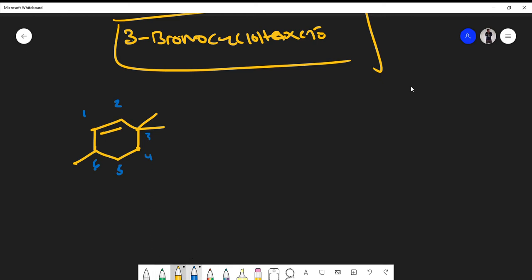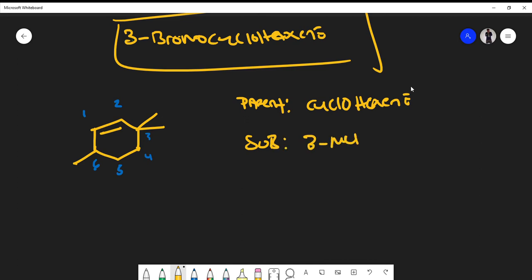The reason why I did that is because if I had counted from the other side, let's do the substituents first. So the parent in this case would be a cyclohexene again, because there's a 6-carbon chain with an alkene in the ring. Now, what are the substituents? On carbon 3, we have a methyl group, so this is 3-methyl. But we also have another methyl group on carbon 3, so this is 3-methyl as well. And then on carbon 6, we have a methyl group, so this is 6-methyl.